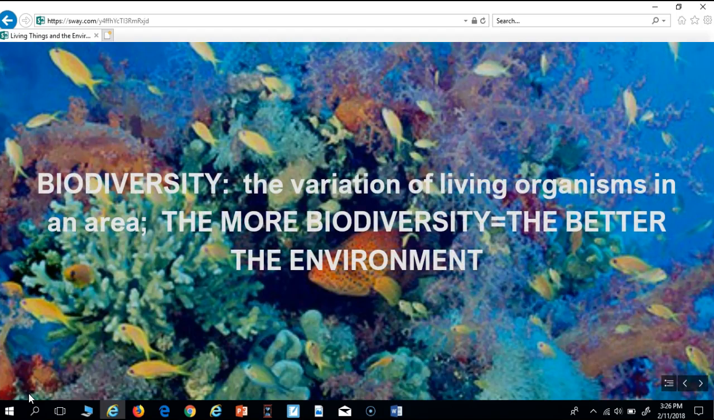And biodiversity is the variation of living organisms in an area, meaning the variation of species. And the more biodiversity there is in an environment, the better that environment is. And we're seeing, through habitat destruction, currently a huge decrease in biodiversity on the planet, which poses a problem.